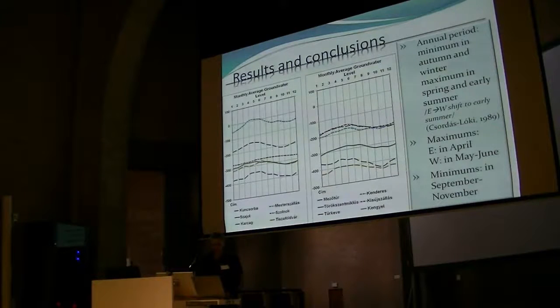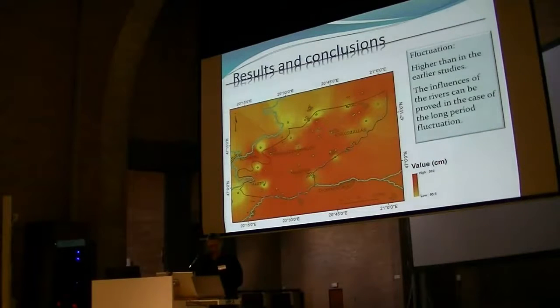And if we go on to check the fluctuation on this area, we can see that these values are higher than in the earlier studies, and on the map it is very well visible that near to the rivers, the long-term fluctuation is not so high, because during the arid period they can refill from the rivers, so they are in connection with the rivers.